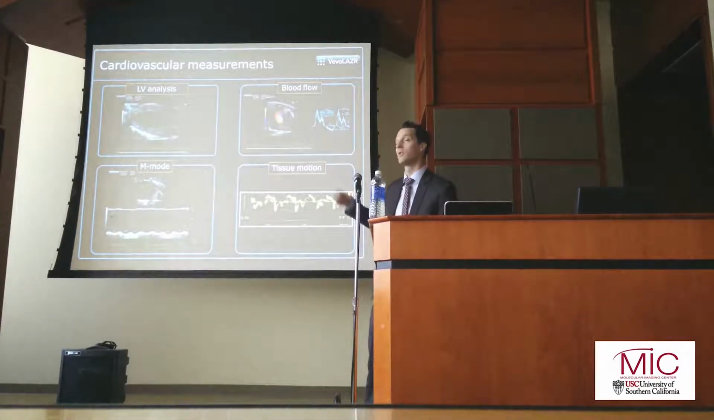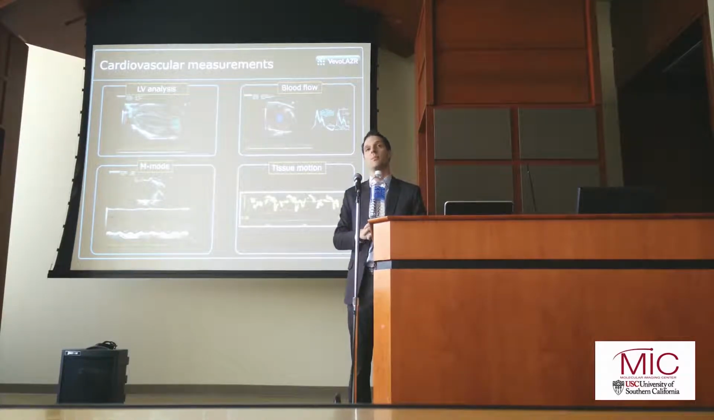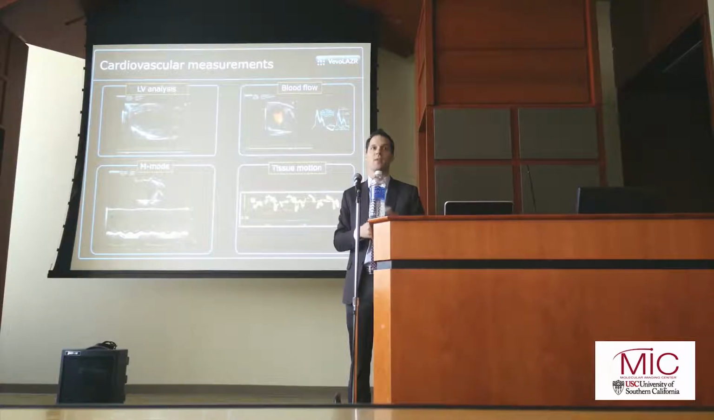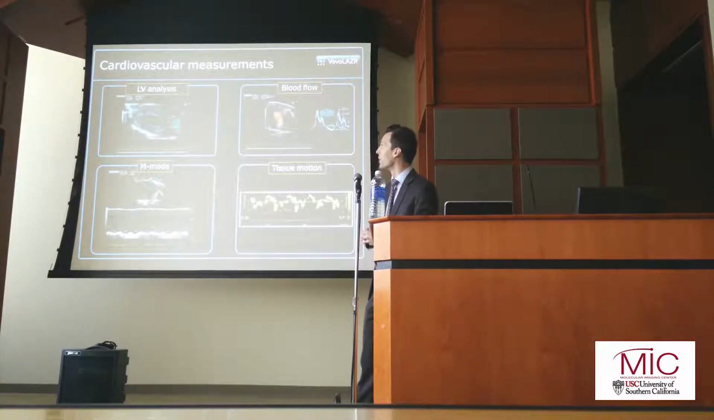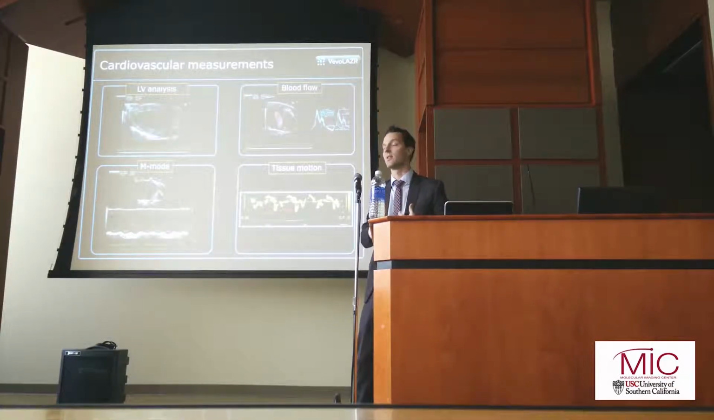With our system, we can do this in a mouse. So what you're looking at in the top left there is a beating mouse heart. And there's a whole bunch of measurements associated with that, things like cardiac output, ejection fraction, fractional shortening, and so on, that we can do just with a single image like this, just with the single long axis image of the left ventricle.